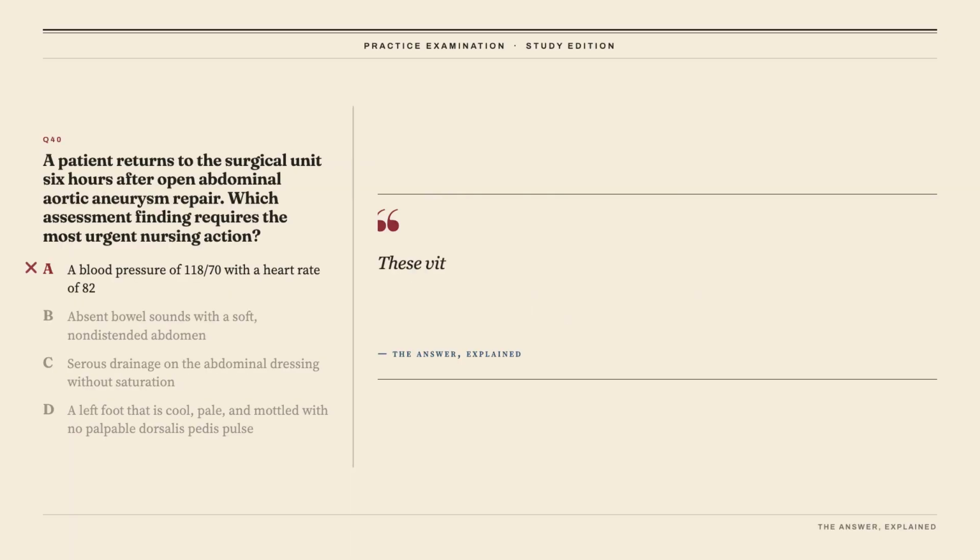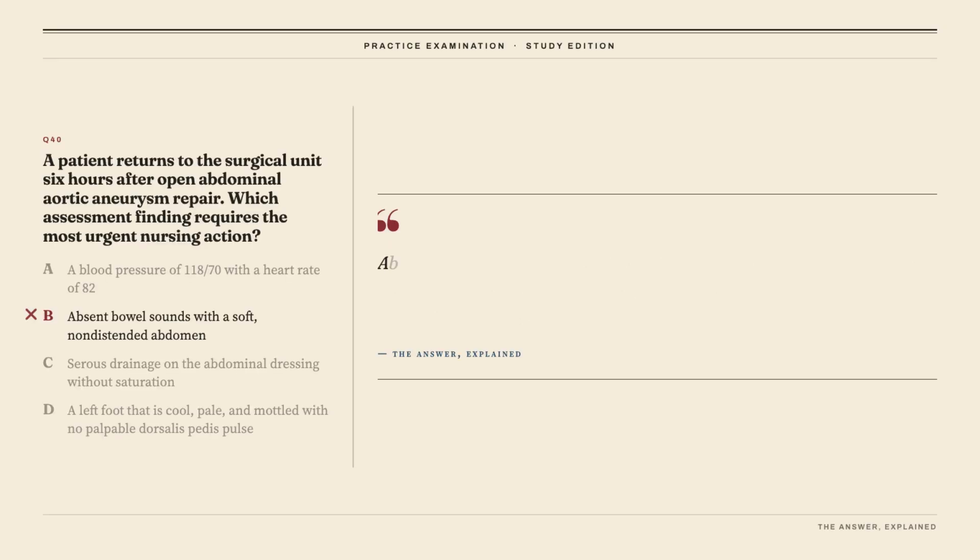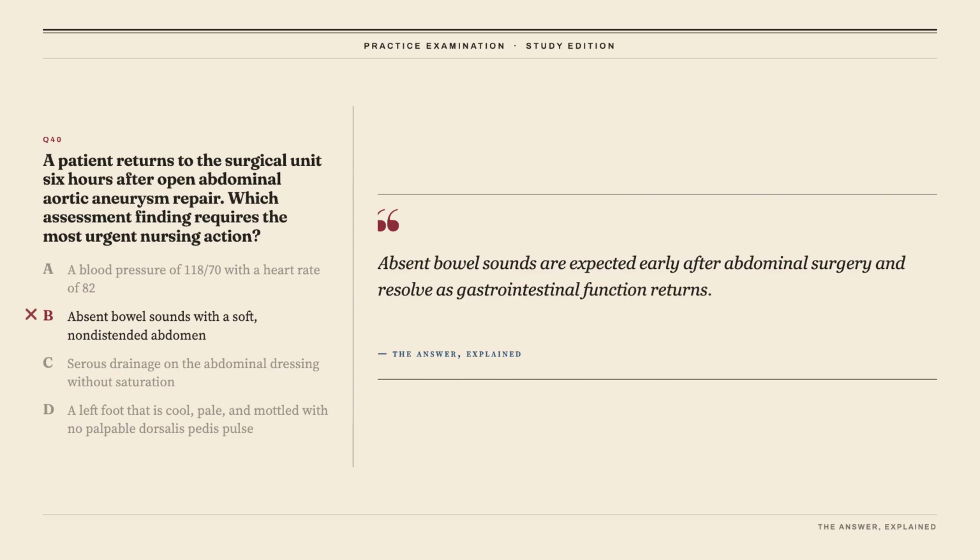A is wrong because these vital signs sit comfortably inside the usual postoperative window, where systolic pressure is often kept around 100 to 130. That range perfuses the graft without stressing the suture lines. B is wrong because absent bowel sounds are expected early after abdominal surgery and resolve as gastrointestinal function returns. Mesenteric ischemia would present with dilatation, severe pain, bloody diarrhea, and acidosis, none of which are present.